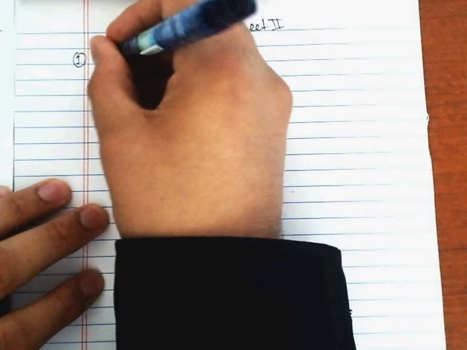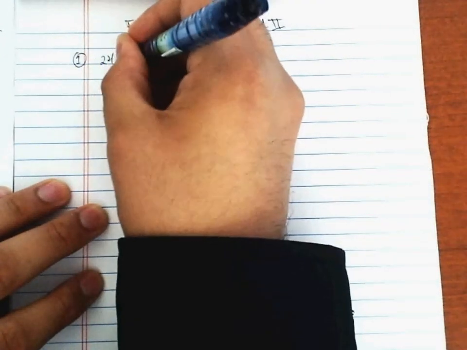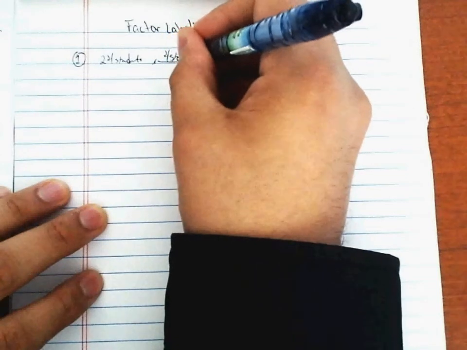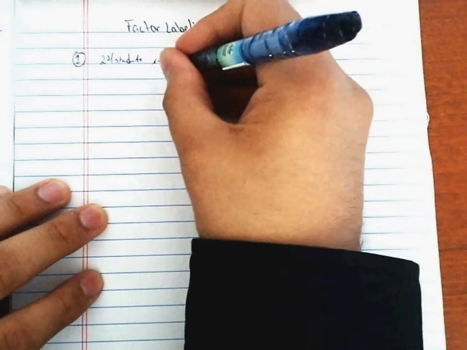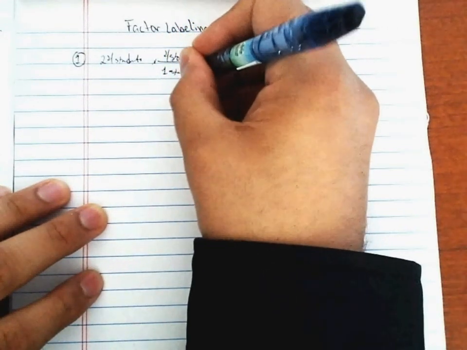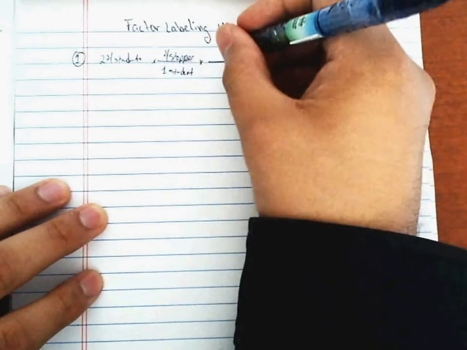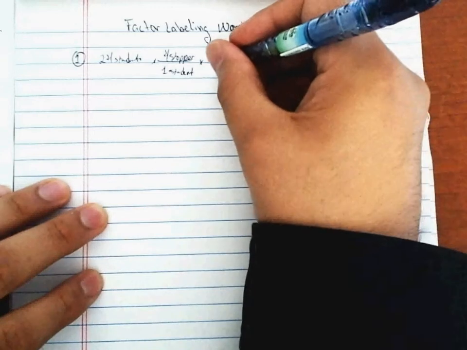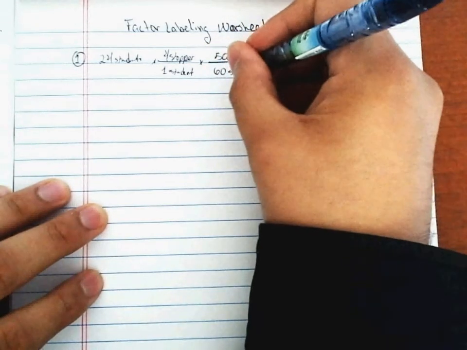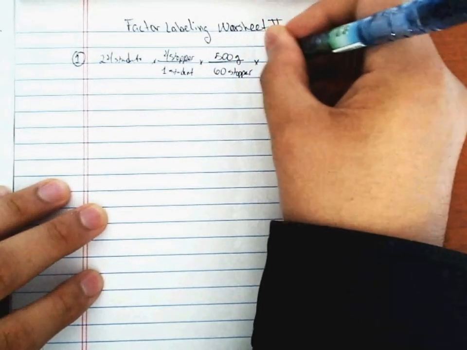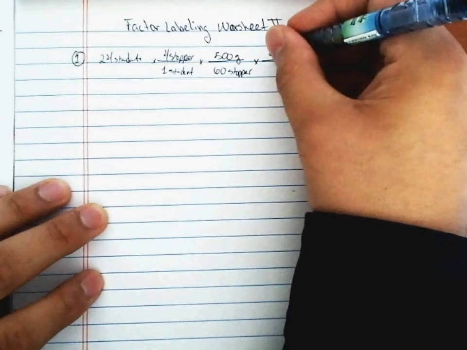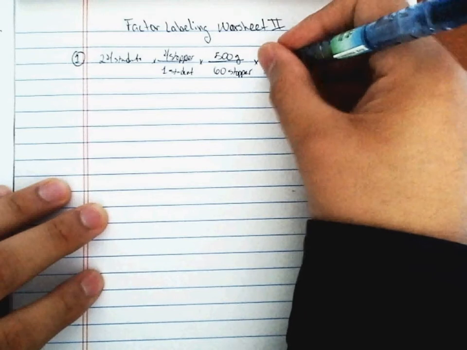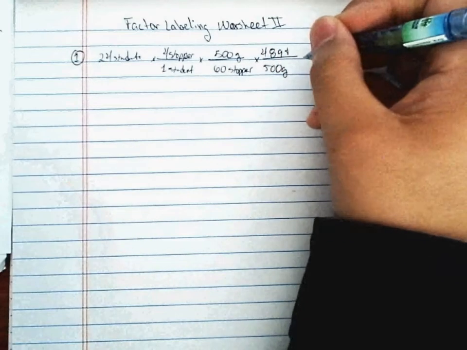So we have 24 students. Each student needs 4 stoppers for every student. The stoppers have a mass of 500 for every 60 stoppers. And there is a cost of $4.89 for every 500 grams of rubber.